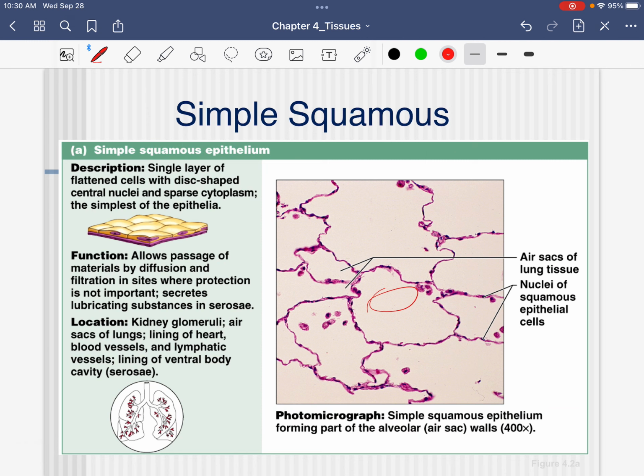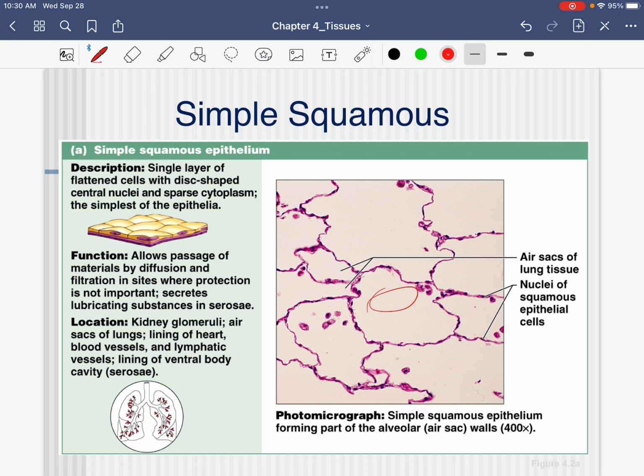Okay, so here we go. We're just going to go tissue by tissue. We're going to give an example of what it looks like, and then give an example of where we find it and its function. Simple squamous, to me, looks like a cracked desert floor. We find it in the lungs.